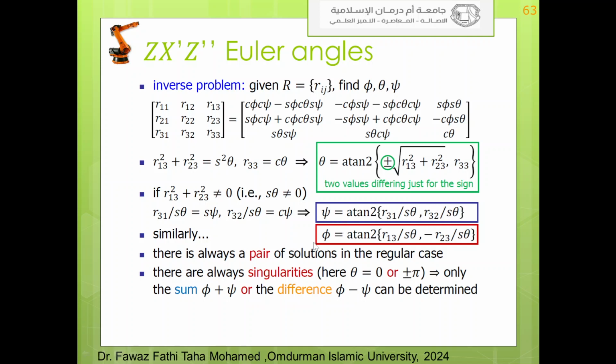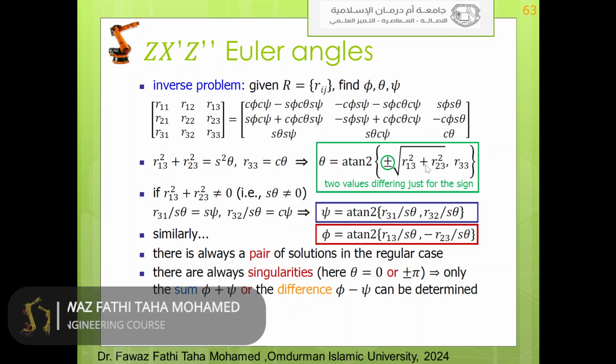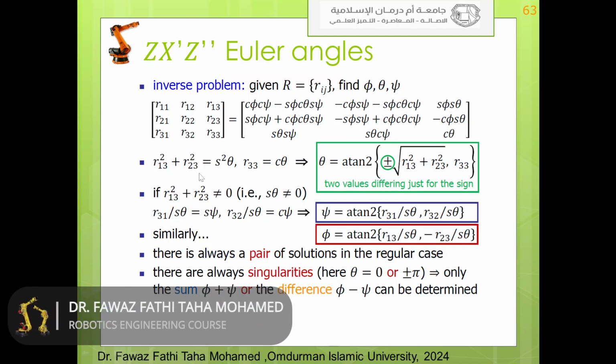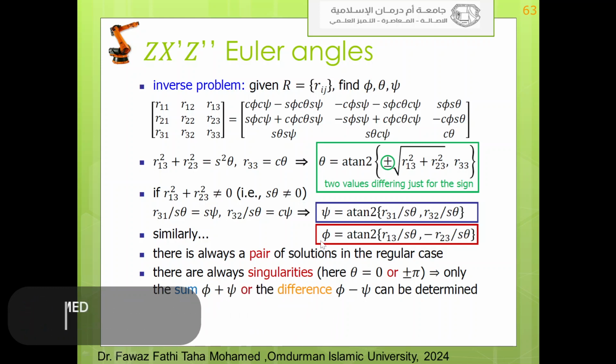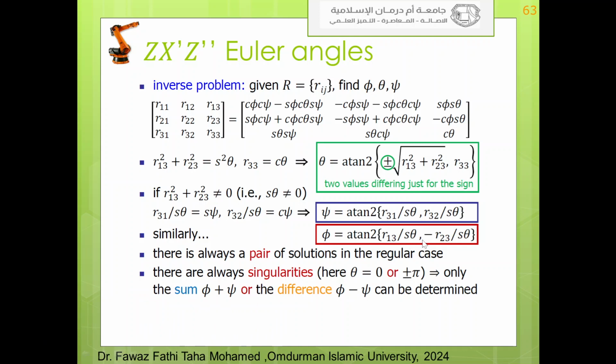Similarly, we can find phi from here. Here we have sine phi, here cosine phi, and sine theta is obtained from step 1. So phi equals atan2 of r13 over sine theta, minus r23 over sine theta. There is always a pair of solutions, because psi and phi depend on theta, and theta has two solutions, plus or minus. We have a pair of solutions in the regular case.